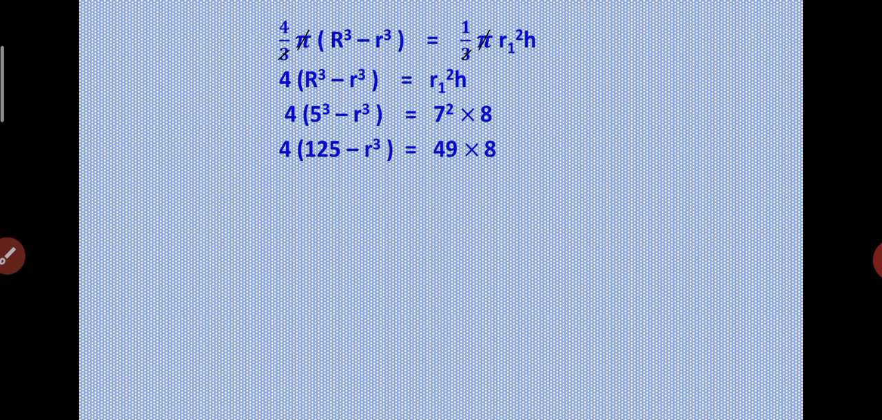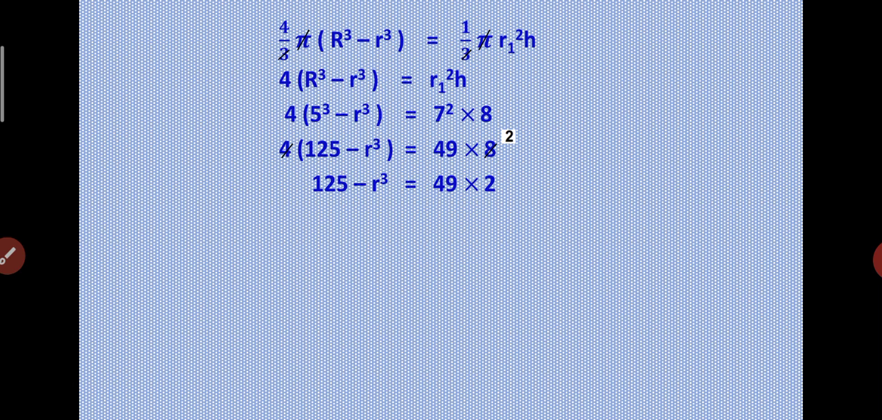So 4 into 5 cube. 5 into 5 into 5, 125, minus small r cube equal to 7 square, 49 into 8. 4 ones are 4, 4 twos are 8. So we can cancel 4 and 8. What is the balance? 125 minus r cube equal to 49 into 2.